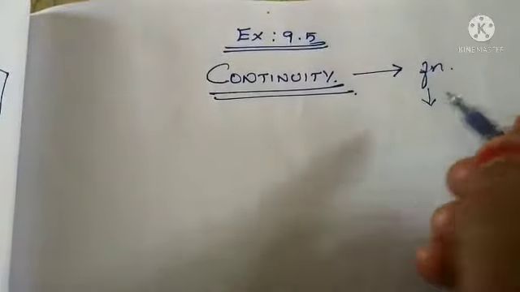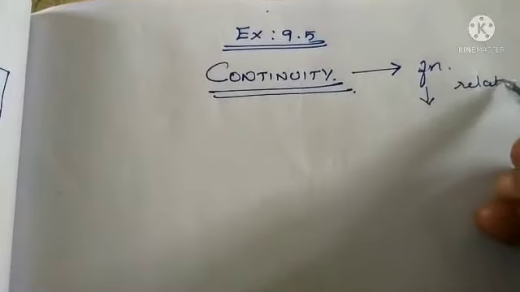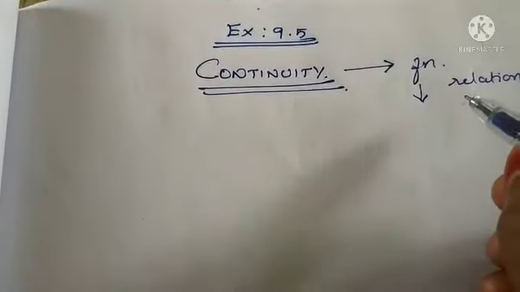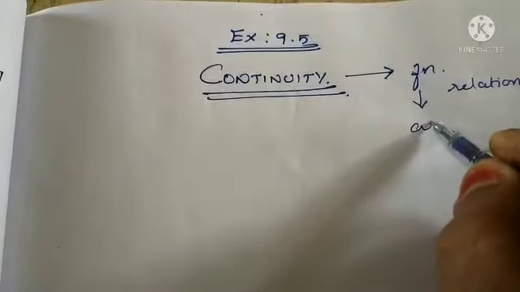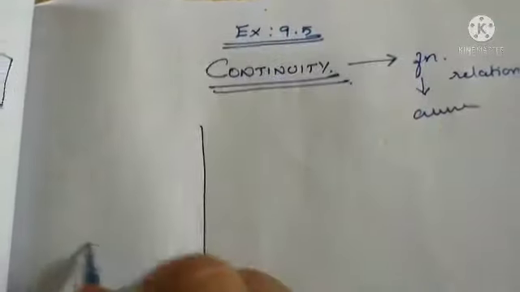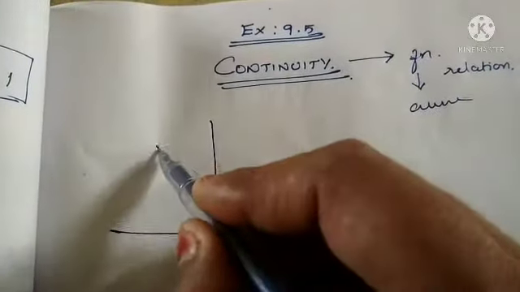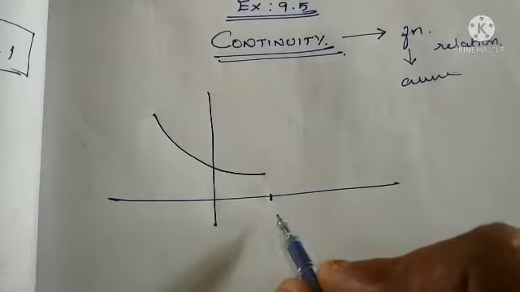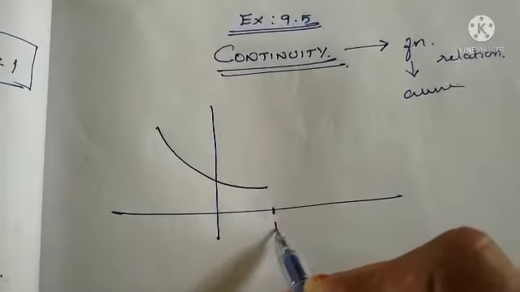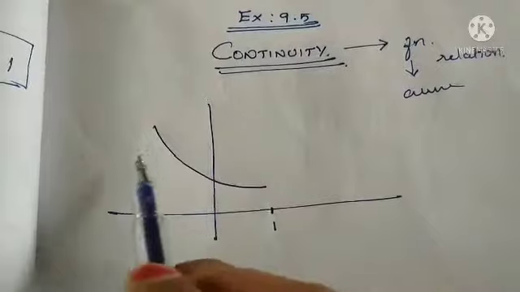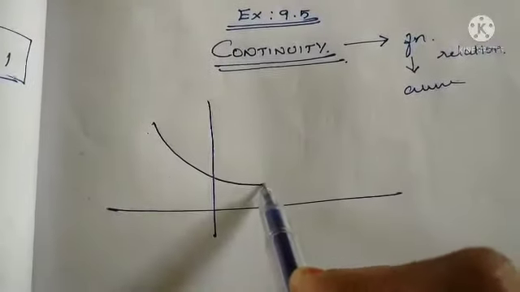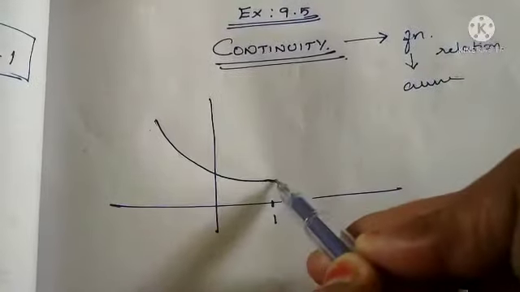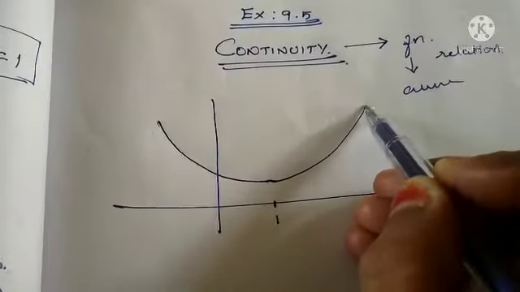Function is nothing but the relation used to draw a graph. Okay, so you can think of a graph as a curve like this. Okay, so let us see here. We have, for example, 1 is a point. So from the left hand side up to 1, the curve is going to be like this, and after 1 the curve is again going to be like this.